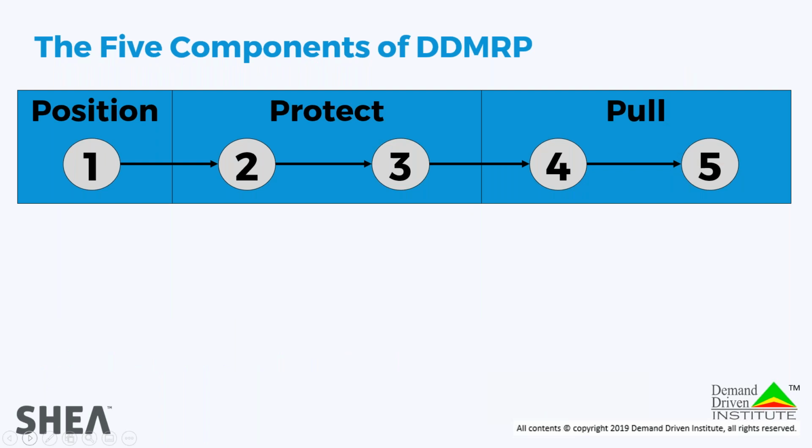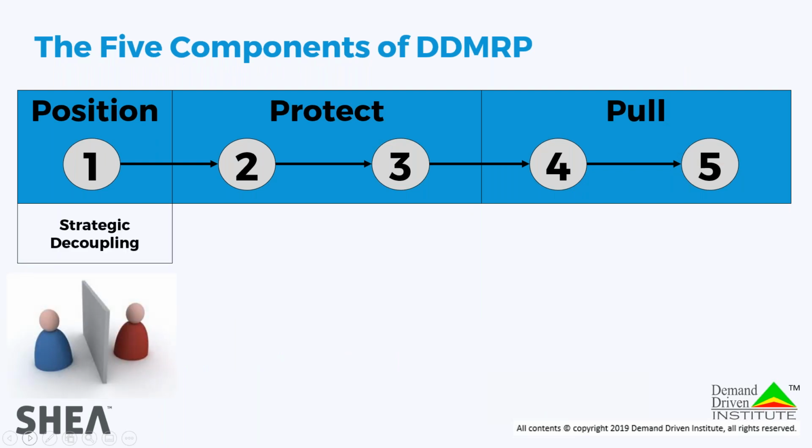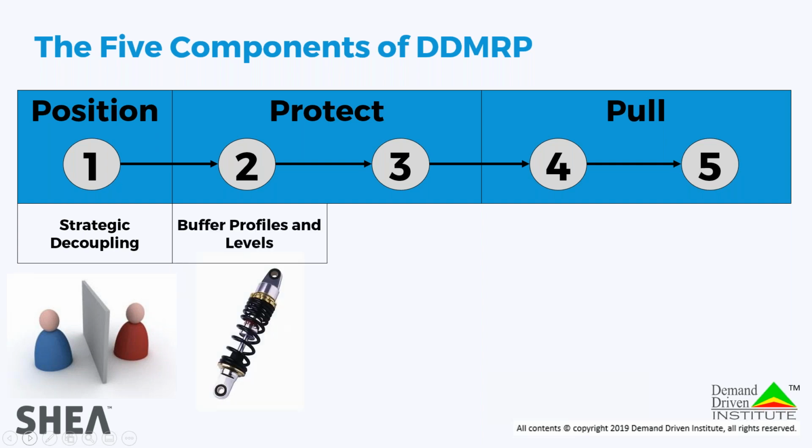So let's go through the 5 components of DDMRP. The first one is strategic decoupling. The first thing we need to ask ourselves is, where do we place these strategic decoupling points? When we decide where we're going to place them, essentially, we've placed a firewall in between where that inventory is located, in between each side, whether that's between your company and your supplier, or between a machining cell and an assembly cell. We've put a firewall in between by strategically placing inventory there. Number 2 is buffer profiles and levels. Once we've determined where we're going to place the inventory, we need to understand how much inventory we put there.